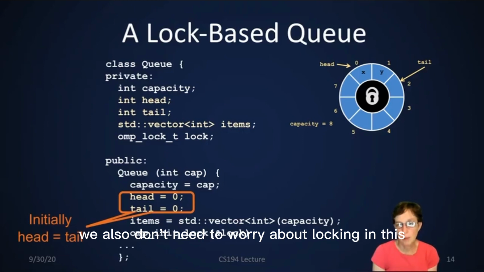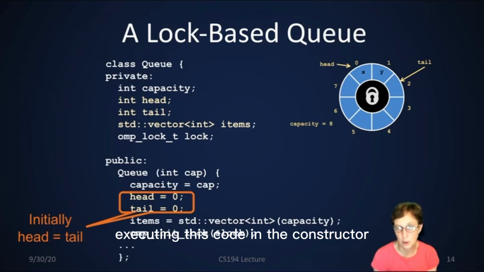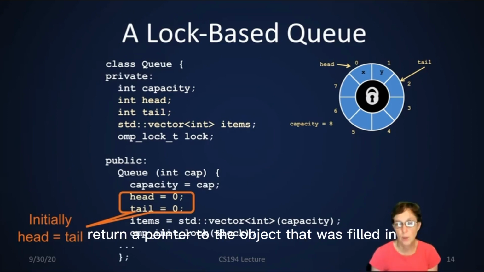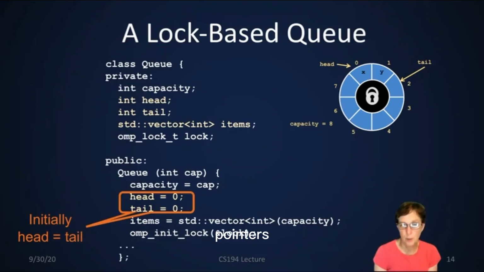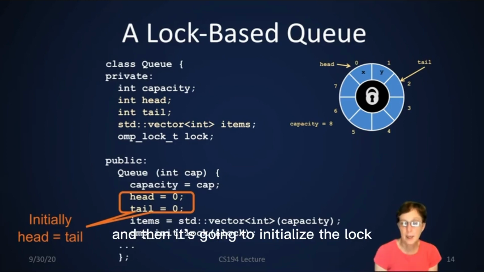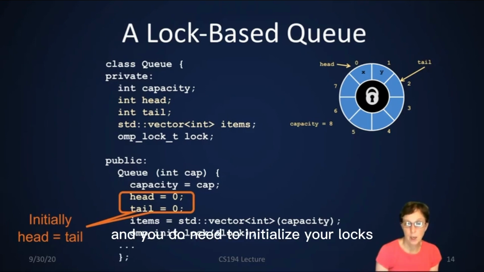We also don't need to worry about locking in this constructor because only one thread is actually executing this code in the constructor, and then is going to, at the very end, return a pointer to the object that was filled in. And so in addition to setting the head and the tail pointers to 0 each of them, it's going to create a vector of size capacity which holds the items. And then it's going to initialize the lock. Remember last time we talked a little bit about synchronization, and you do need to initialize your locks.